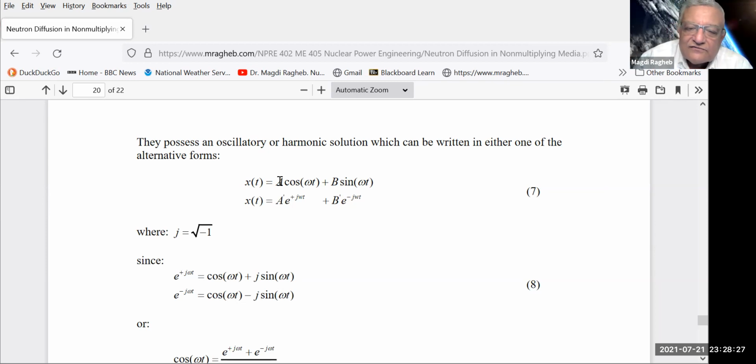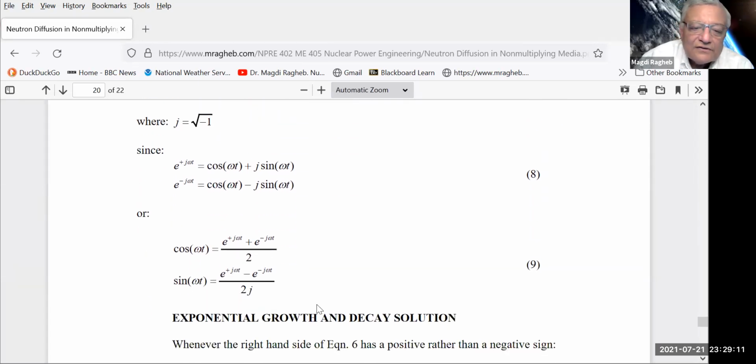We need to determine the values of those two constants, a and b. Another form of that harmonic solution that electrical engineers like to use is using the j quantity, which is, in mathematics, i, the square root of minus 1. Why? Because cosine omega t plus j sine omega t is equal to the exponential of e to the plus j omega t, and cosine omega t minus j sine omega t is equal to e to the minus j omega t. So the cosine is the sum of those two exponentials divided by 2, and the sine is the difference between the two exponentials divided by 2.